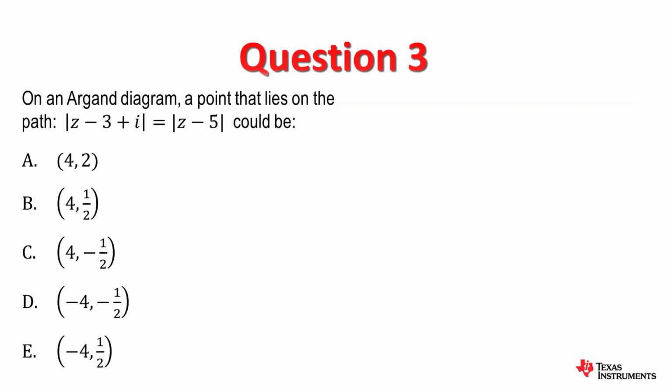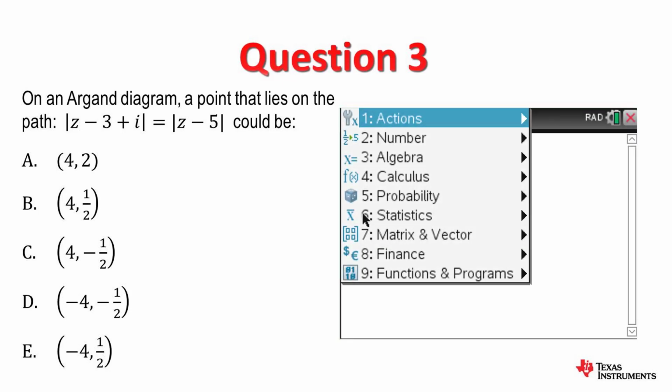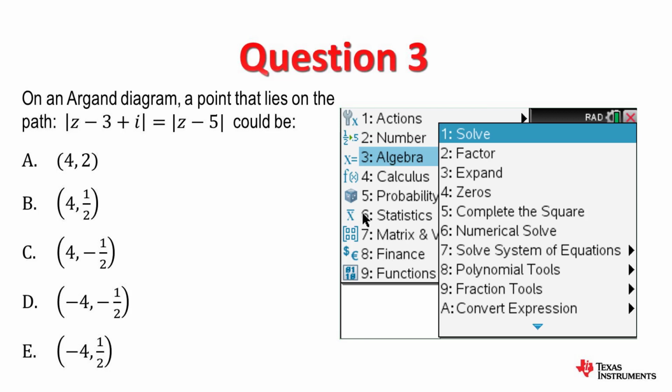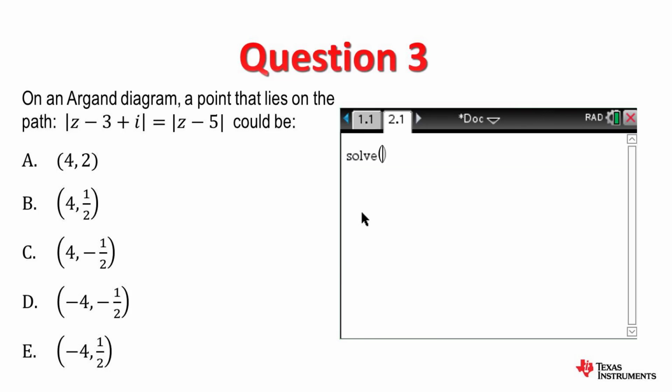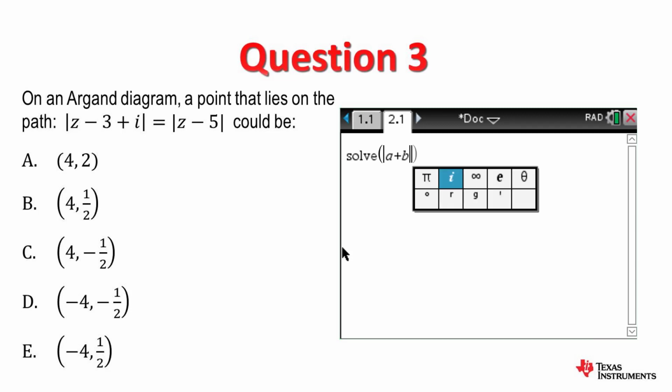To check this, we'll use a as 4 or negative 4, and then we'll solve for b. It should give us the value of b. So let's use the solve feature. I could use C solve, but I don't need to. I'll just use the normal solve here. So that's number 1, and then I'm going to put the absolute template there, and for Z, I'm going to put a plus b, and then we'll get the complex number there.